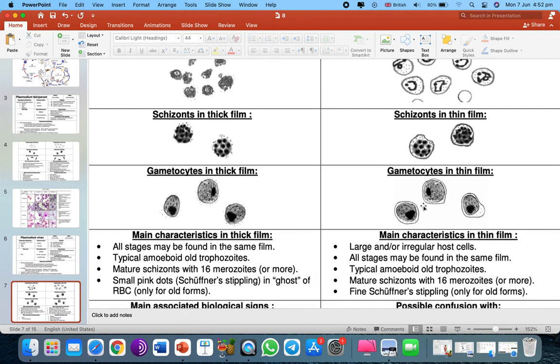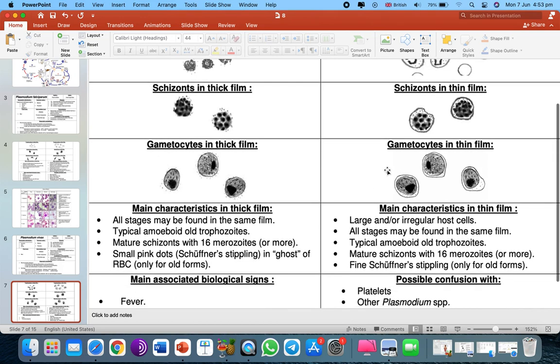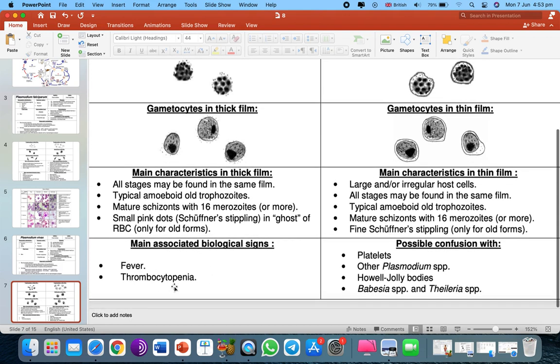And the gametocyte, as you can see, the previous gametocyte was banana-shaped. You can see the gametocyte here. It looks amoeboid. It looks like a macrophage, actually. And so the main association is the same: fever, thrombocytopenia, and some anemia. So this one is milder than the previous one, okay? The possible confusion is actually with the platelets, also plasmodium, and the gametocytes can be confused with Toxoplasma gondii, but here we don't have that one.